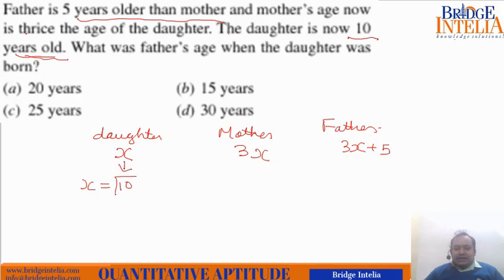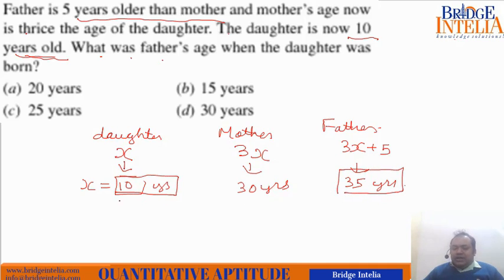So we have concrete information that x is equal to 10. Daughter is now 10 years old. So daughter 10, that means mother 3x, 30 years, and father 3x plus 5, so 35 years old. What is the question? What was the father's age when the daughter was born? So daughter is 10 years old today. Father is 35 years old today. That means daughter was born 10 years ago.